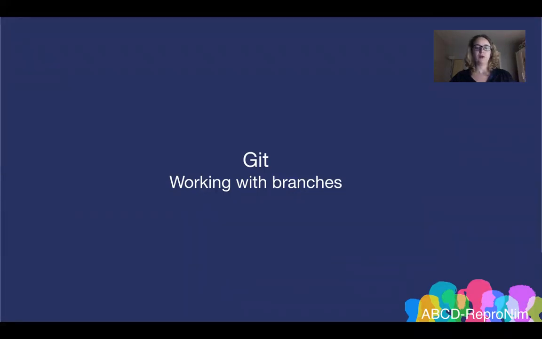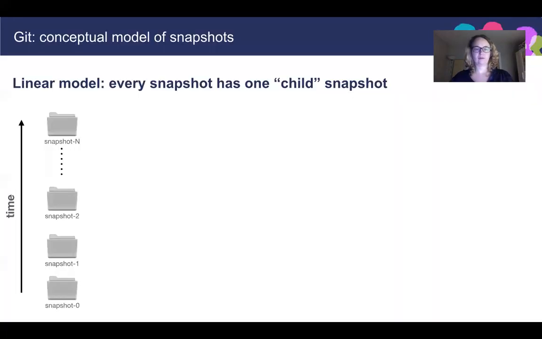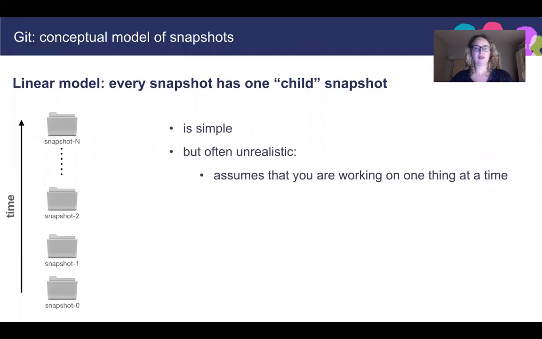So now we will be talking about another important concept, working with branches. We were discussing that Git is creating snapshots over the time that you are working on the project, but we haven't discussed how the history of snapshots can evolve. You can imagine a linear model where every snapshot has one child only. It's a simple model, but often unrealistic. Basically, it assumes that you are working on one thing at a time.